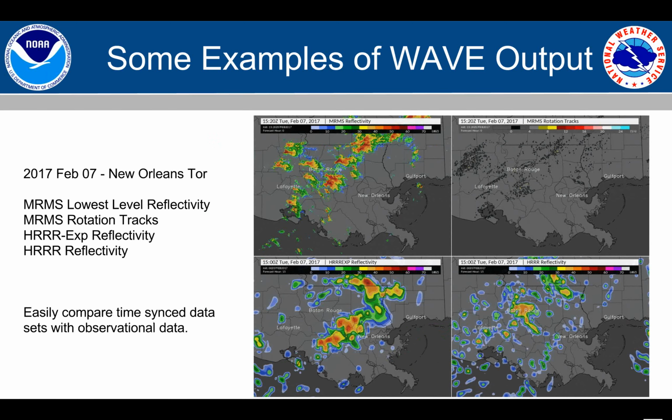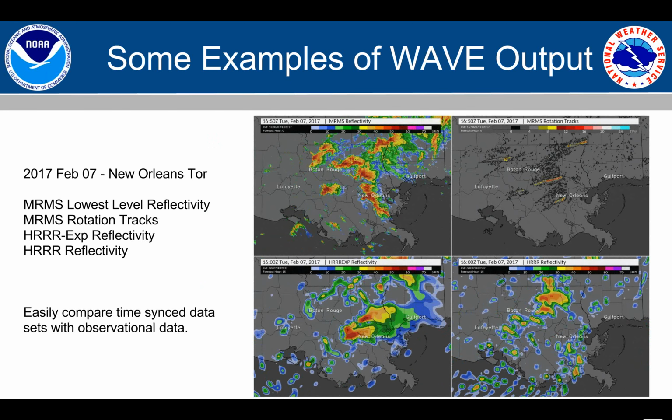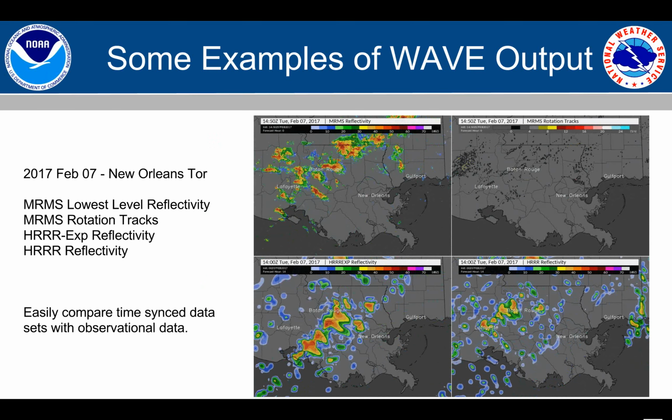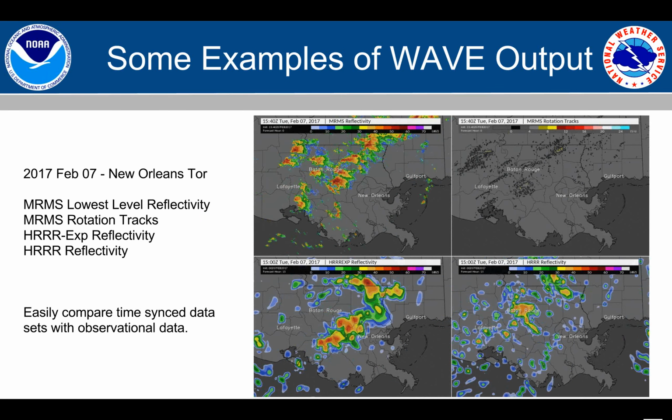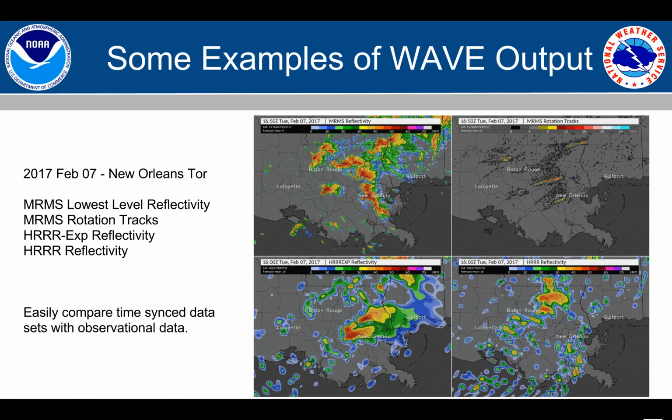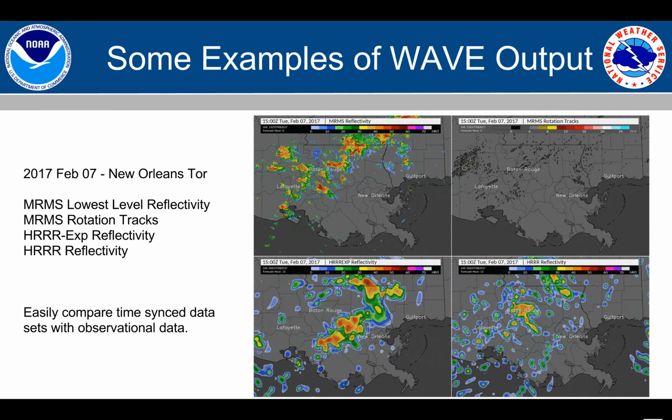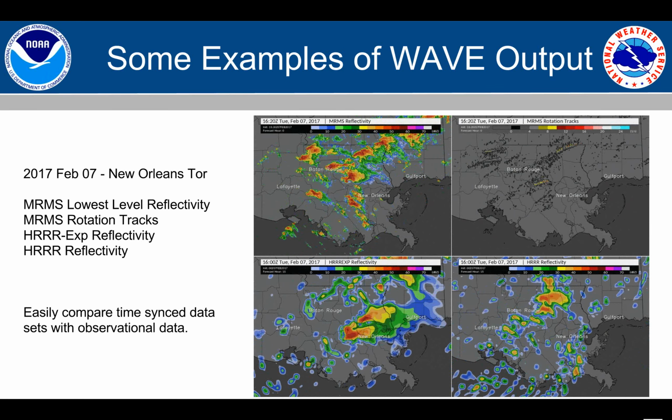Here's a really fun thing, and this is one of the main reasons that I wanted a system like this. On the top, we have reflectivity at top left, and at top right MRMS rotation tracks, which are archived back as far as we have space to do it. And then on the bottom, you have the HRRR and the HRRR experimental side by side. You can verify what happened and compare the two really quickly and easily.